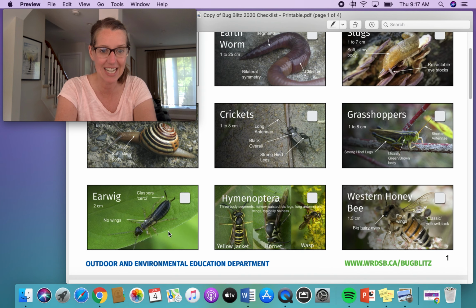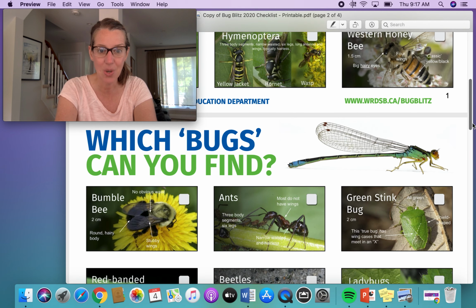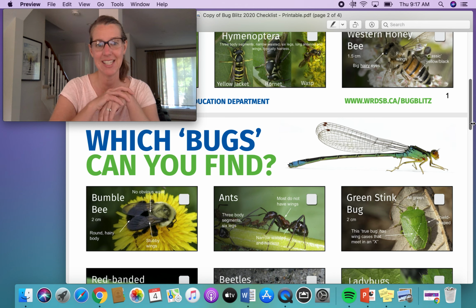Earwigs, these are the little guys that have those little claspers at the end of their abdomen, and they sometimes get into your house, don't they? What's the difference between a wasp and a honeybee? Okay, so which bugs can you find? This was an activity that they provided, and so I've posted those sheets on the classroom. Feel free to download them.